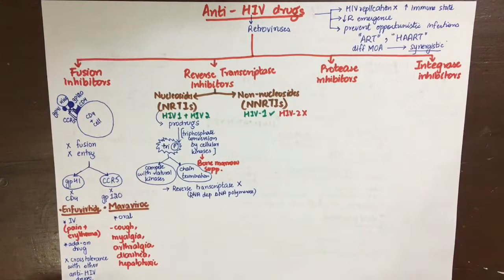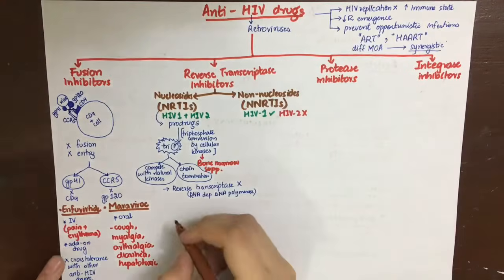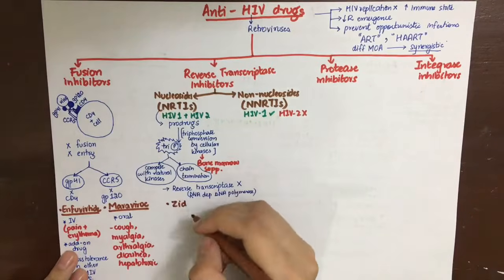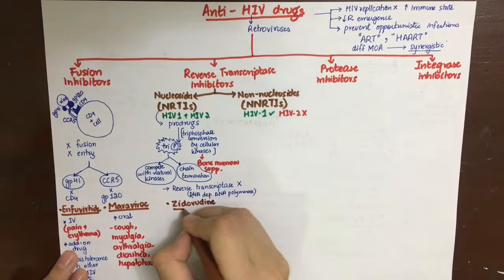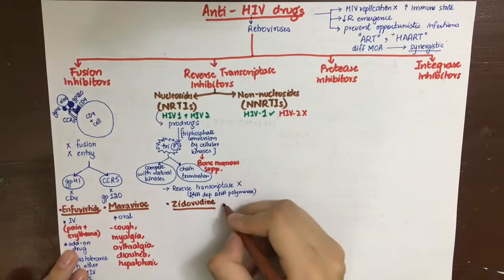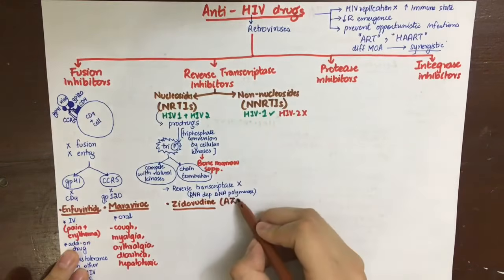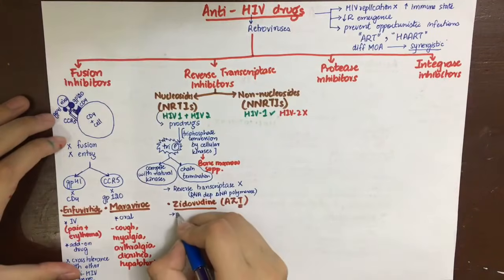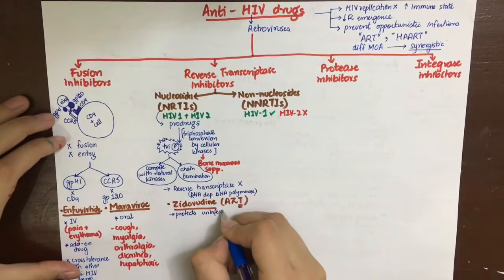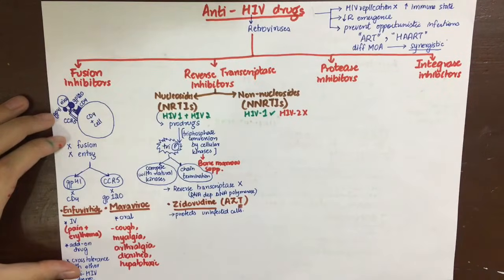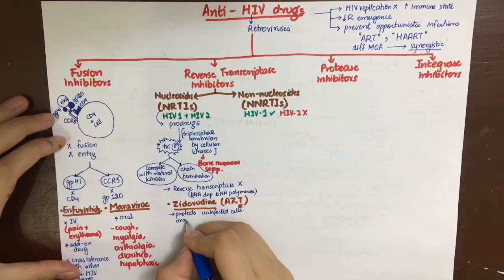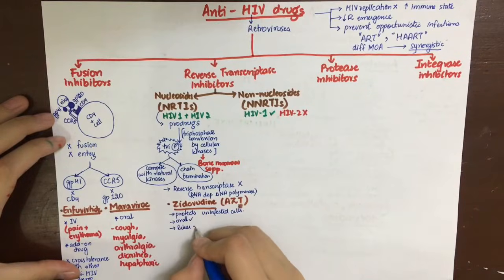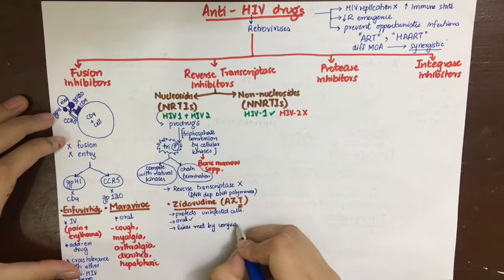The first NRTI to discuss is zidovudine. It is also known as AZT, and from the name we can see that it is a thymidine analog, and the mechanism of action has already been discussed. What it does is basically protect the uninfected cells that have not yet been infected with HIV and whose DNA has not yet been incorporated with HIV DNA.